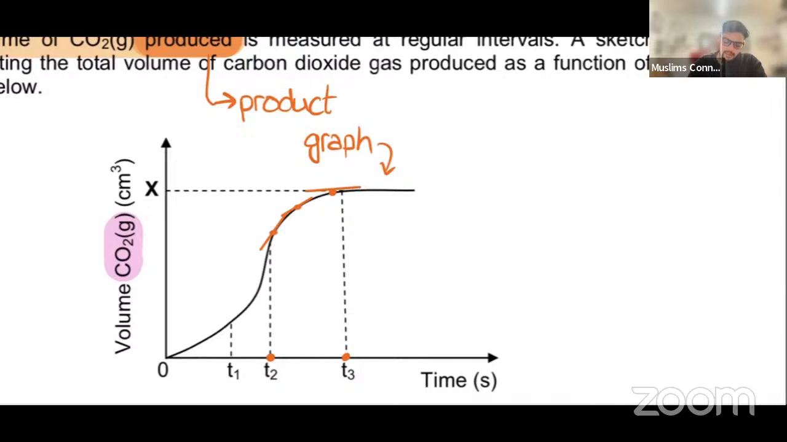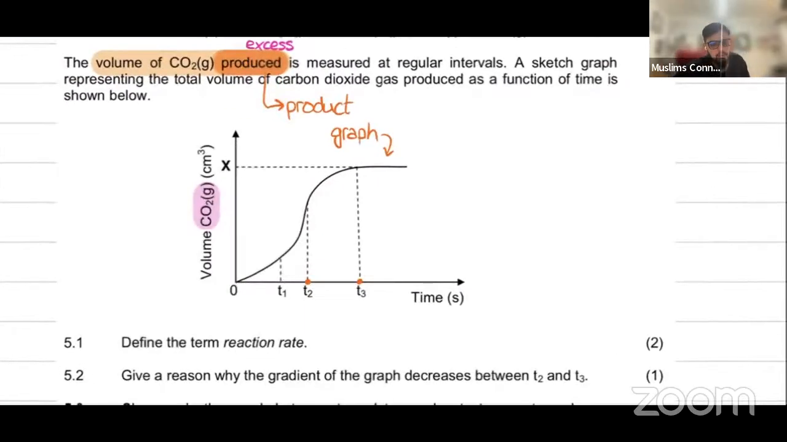Becoming less and less steep, more and more flattened out. So definitely we know that the gradient of the graph is decreasing. Can anyone give me a reason?